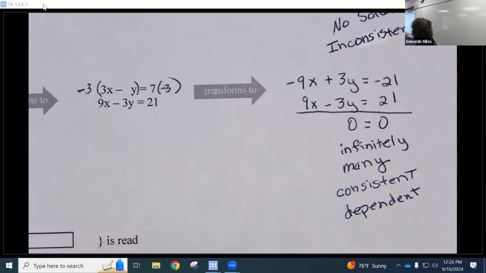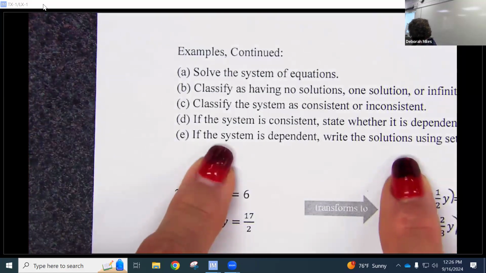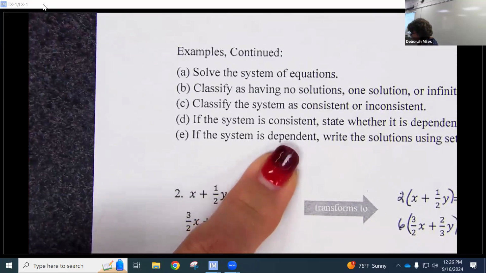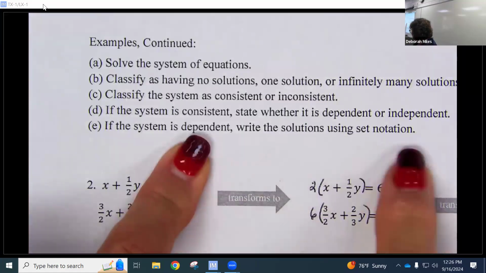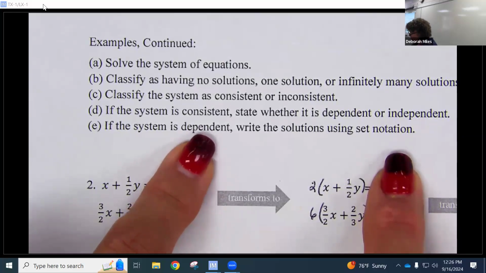Now, was it Maddie or Chloe that said, but there's no ordered pairs? That was Maddie. Okay, Maddie, there are infinitely many ordered pairs. I can't list them all. I can draw a picture of them. I can draw the one line that both of those equations would give you. Or I can do the other thing that we've been putting off, this E part. If the system is dependent, which we just got on number 4, write the solutions using set notation. I can't list all the ordered pairs. There are infinitely many of them.